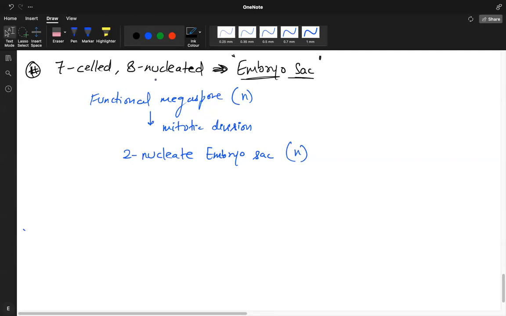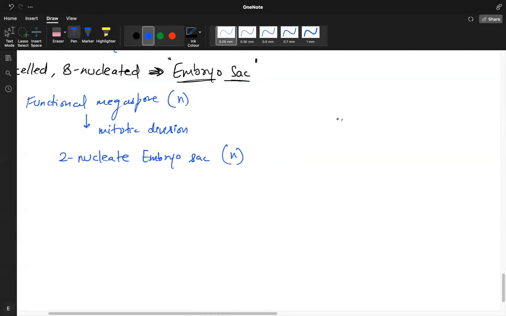But the problem is, cells have to be only 7. So cell wall formation takes place later. First, just the nucleus, karyokinesis happens. Do you understand that? Let's take a big version. So this is a functional megaspore. You can also call it the functional tetrad, or the functional cell from the tetrad.